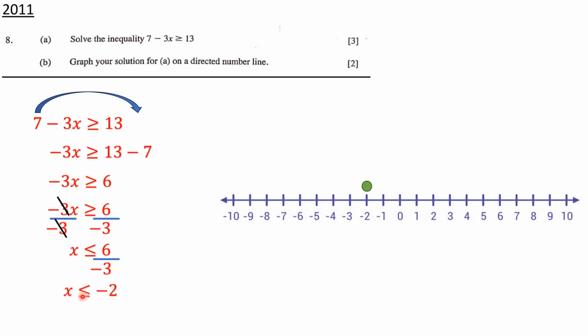So if it's less than, we're going to look at the numbers that are less than negative 2. Not greater than negative 2, but less than negative 2. So we're going to go to the left-hand side. These numbers, negative 10, negative 9, negative 6, they are less than negative 2. And so this is how we graph our solution on a directed number line.